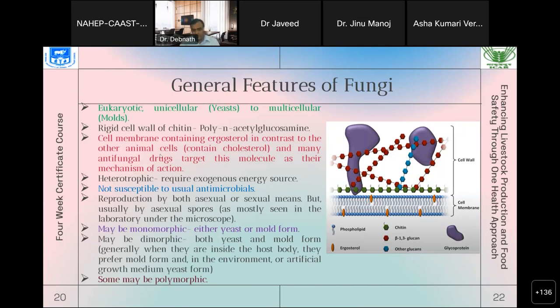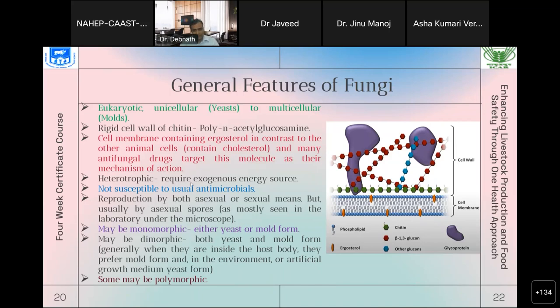The cell membrane of these fungi also has the bipolar lipid layer, but in between this bipolar lipid layer, there is the presence of some ergosterol molecules, which is different from that of the animal cells. And this ergosterol molecule is very important from the therapeutic aspect of fungal diseases, because most of the drugs that we use to treat fungal diseases target this molecule, because this molecule is absent in animal cells, whereas it is present in the fungal cell membrane.